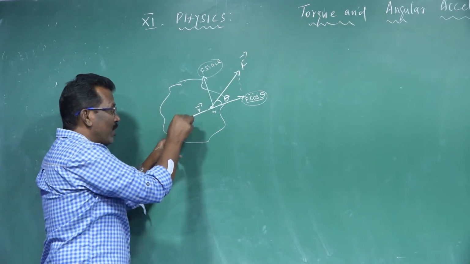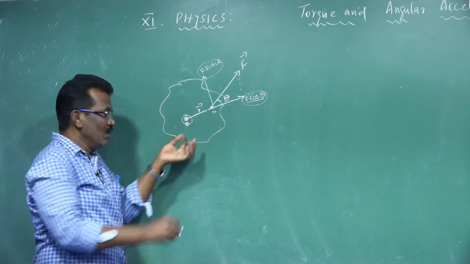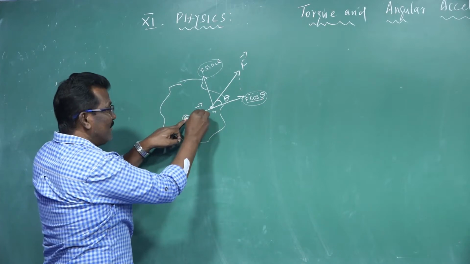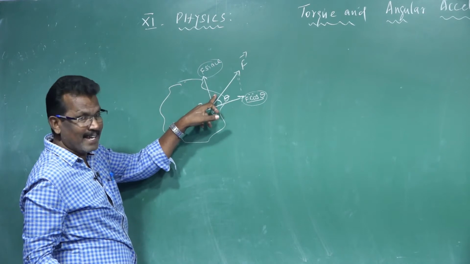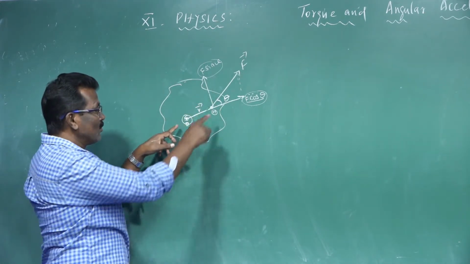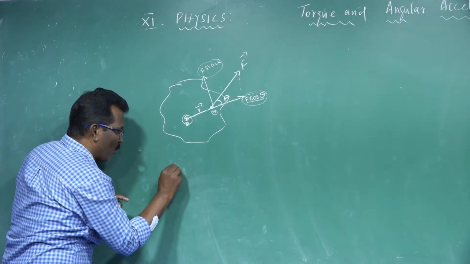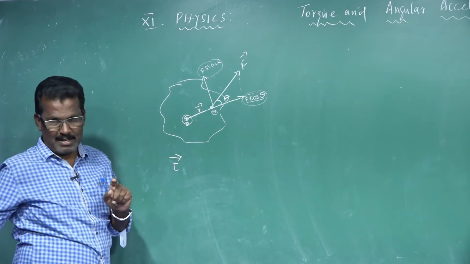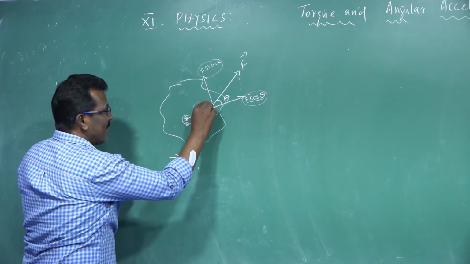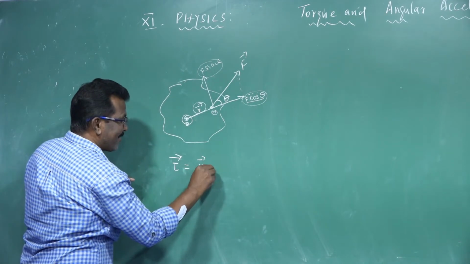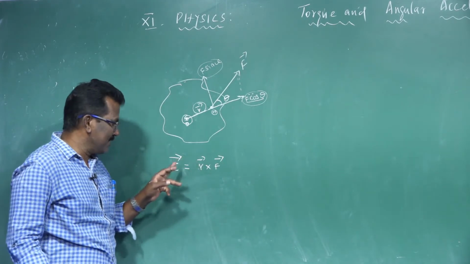The body has to be rotated about a fixed point. That fixed point is at distance r from the mass where the force is applied along the tangent, that means the perpendicular direction. So the body is rotated. The physical quantity is denoted by the symbol tau. This is called torque. Tau vector is equal to the position vector r cross the force F vector.